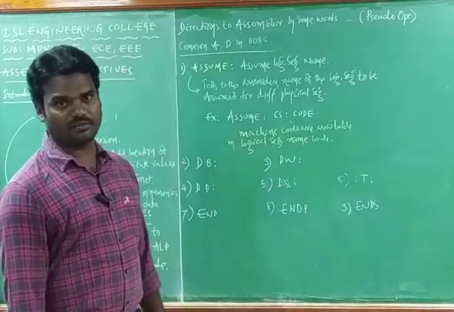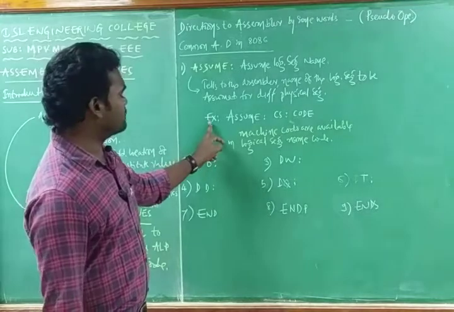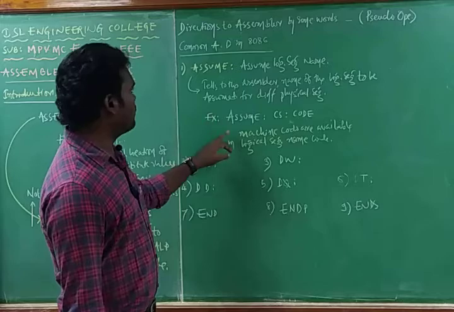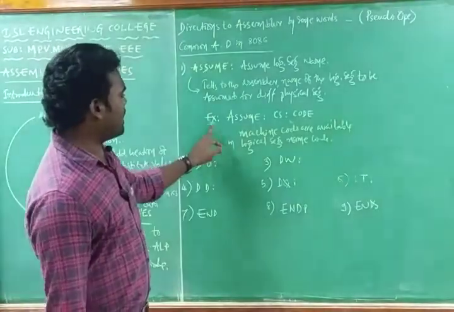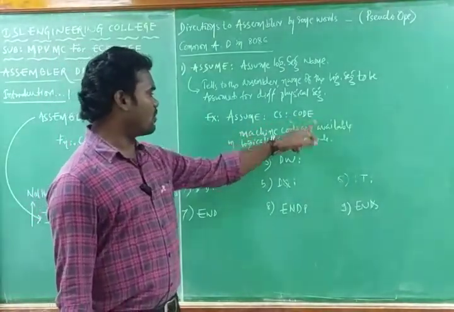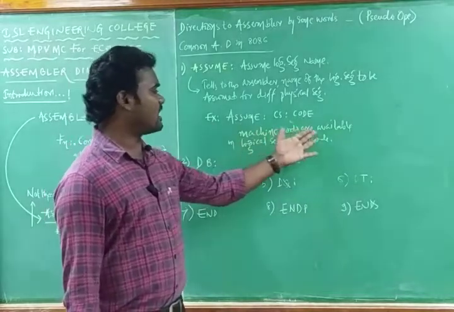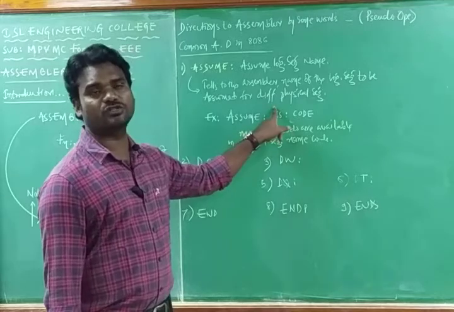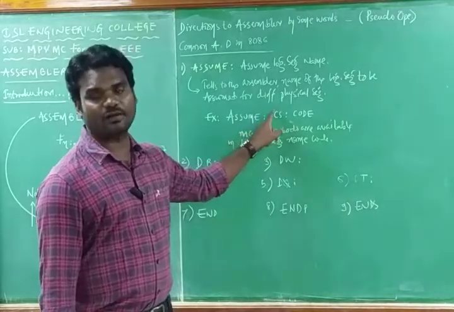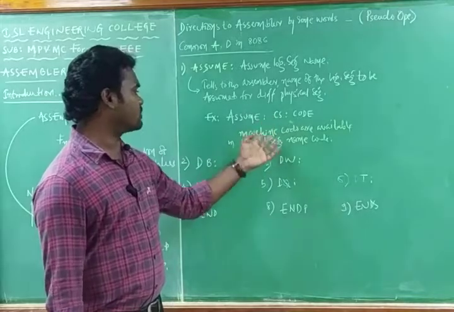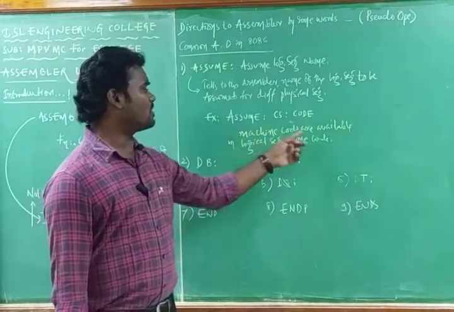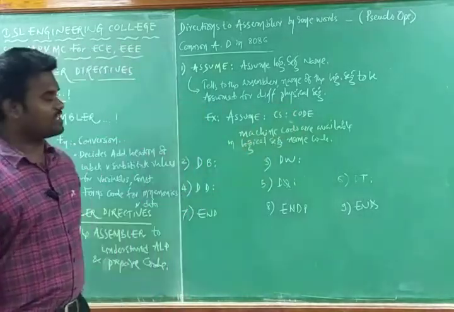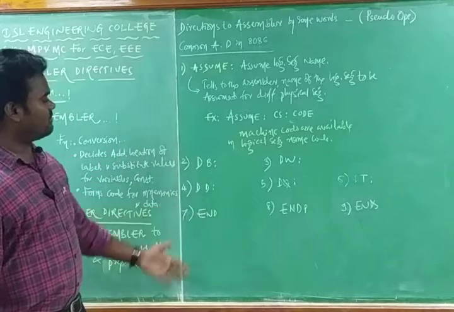There are 4 physical segments, we know. By taking this example we can come to know the exact direction that ASSUME gives to the assembler. Here ASSUME CS:CODE means the machine codes are available. The code segment has the address location of those codes, so it tells that the machine codes are available in the logical segment named CODE. This is the first assembler directive, and we have the remaining 8 assembler directives.